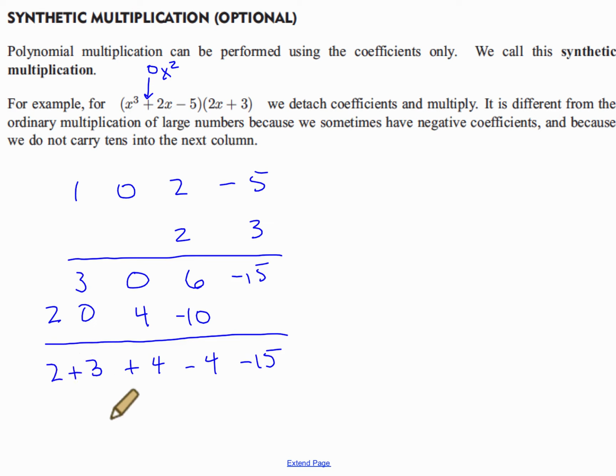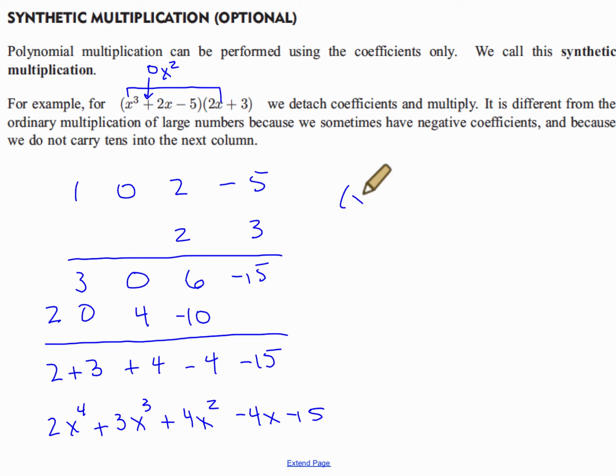So what do we have here? What we have here is the coefficients of the result. And all we have to do now is put in the variables with their exponents. So we have to think just a tiny bit. If I were to take x cubed times this x, the result would be x to the 4th power. So that is going to be my first term and exponent. And then I just go down the line, 2x to the 4th plus 3x cubed plus 4x squared minus 4x minus 15 is the result.